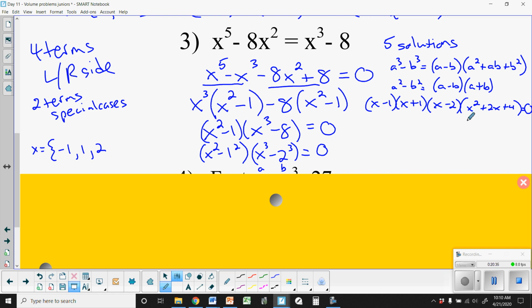And then how about this x squared plus 2x plus 4? So remember, that's quadratic. And whenever we do difference of cubes or sum of cubes, this part is going to give us some unreal zeros. So we have x squared plus 2x plus 4 equals 0. That's right, we need to use the quadratic formula. So x equals, all right, so x equals opposite of b plus or minus square root.